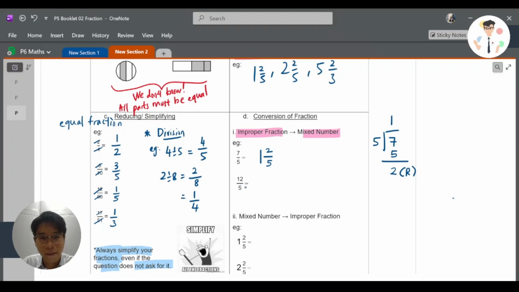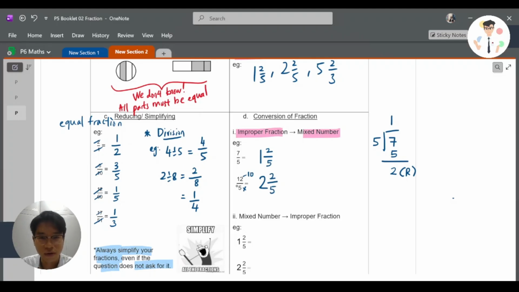Now, 5 multiplied by what gives you a number close to 12, but not more than 12? You probably know, right? 5 times 2 gives you what? 10. 12 minus 10 is what? 2. What is here? Here. That's it. You're done. Do you get the idea?